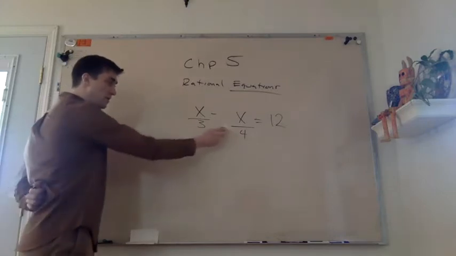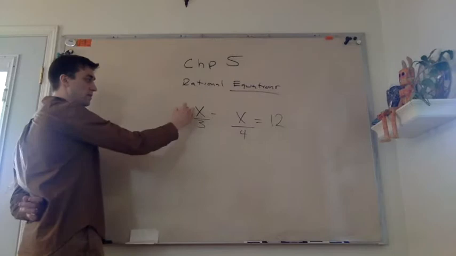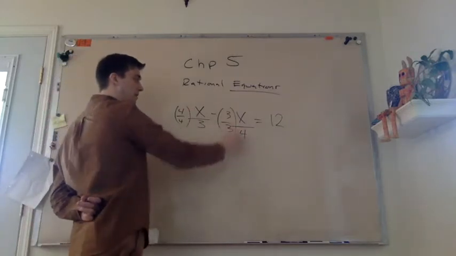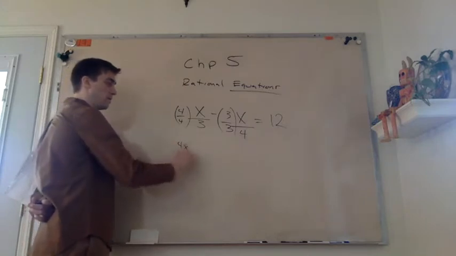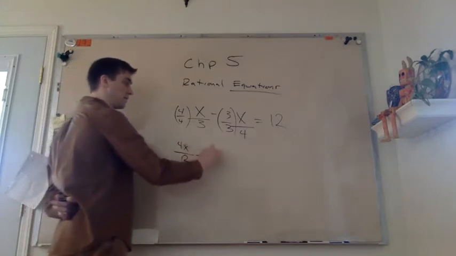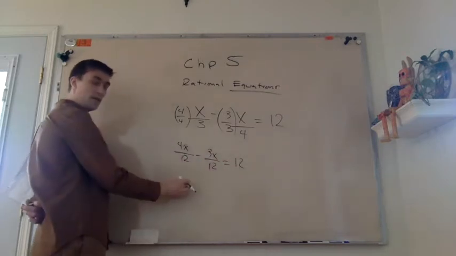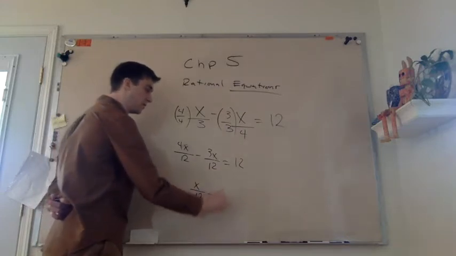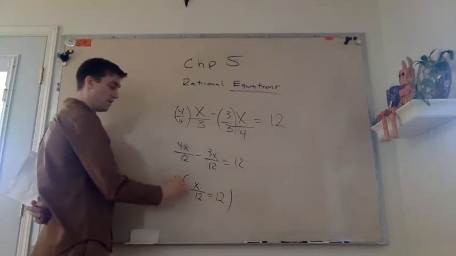If you're going to combine them, you need common denominators. So go ahead and do that. This one you'd multiply by 4, this one you'd multiply by 3. So you get 4x twelfths minus 3x twelfths equals 12. Combine these: 4x minus 3x is x. So x twelfths equals 12. Now you can multiply both sides by 12 to cancel this.